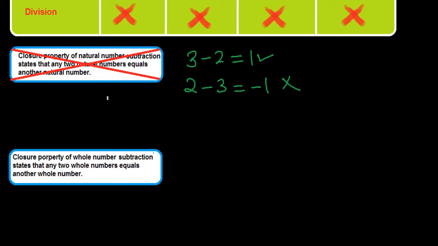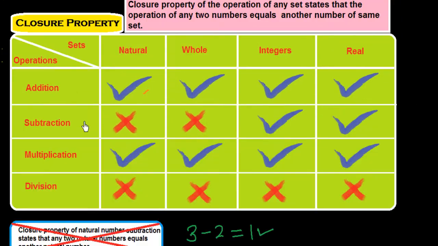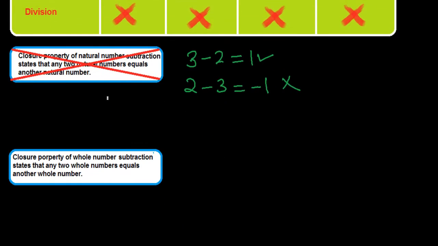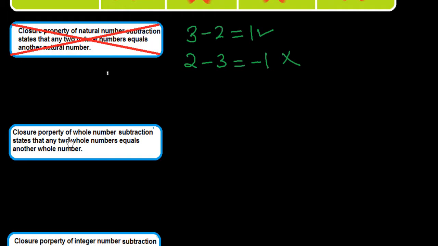So it is not closed. So look at the chart, subtraction of natural numbers is not closed. Now we see the closure property of whole number subtraction states that any two whole numbers give another whole number. So the same thing would be here.